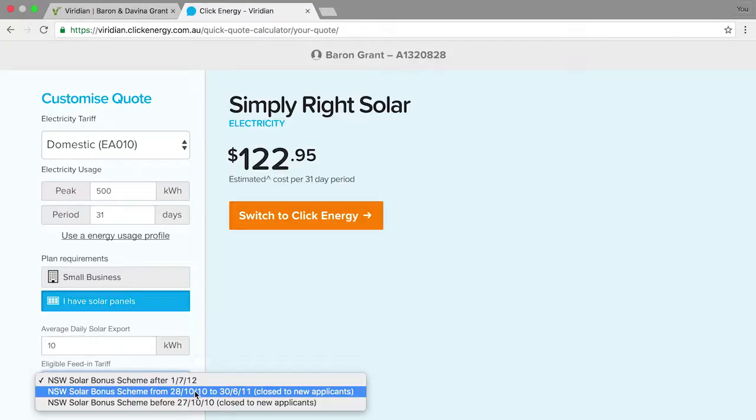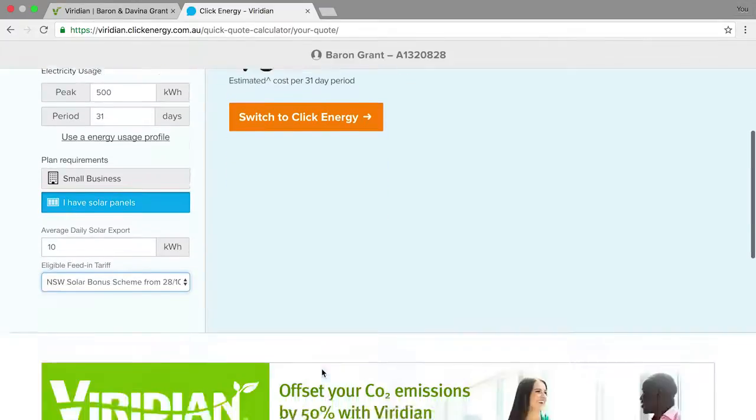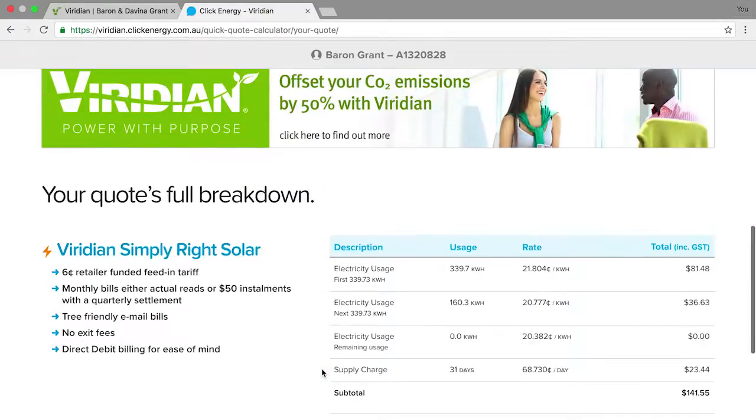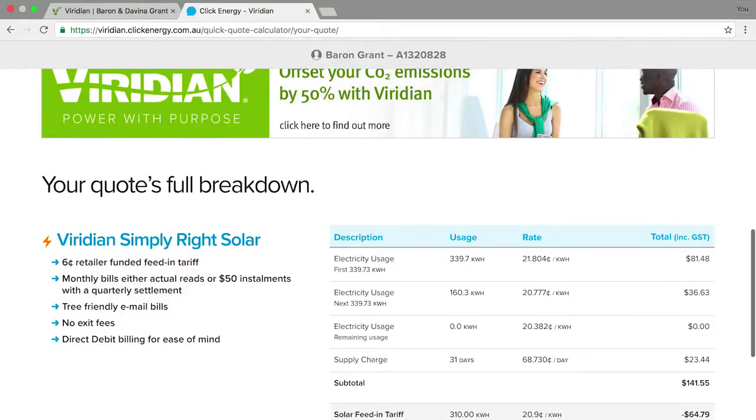Or they can be receiving some of these other closed schemes now if they got in there at the right time. So for example, if we look at these two dates right here in the middle, we can go down and see that it would be 14.9 cents from the government plus 6 cents from Click Energy. Sometimes in these cases, what you might find is on a customer's bill, there will not be an accurate breakdown. It will just have the total amount.